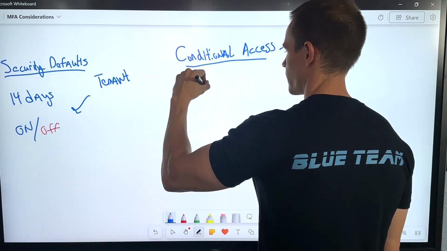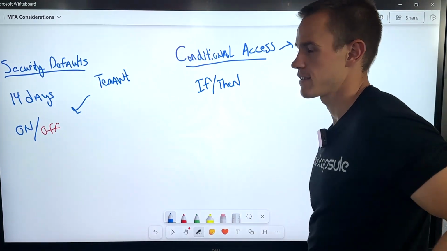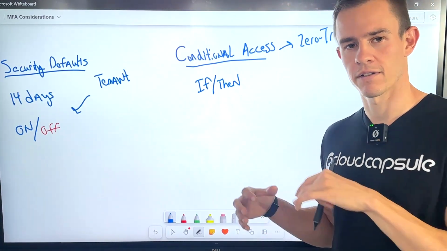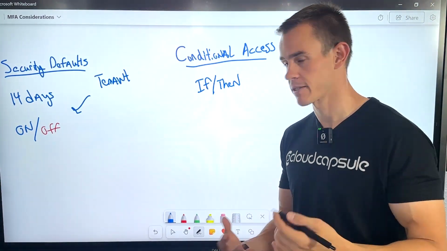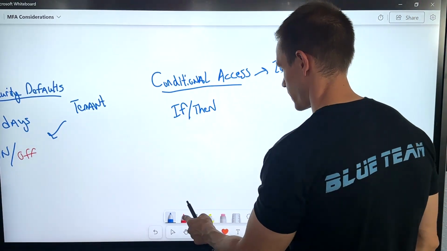And fundamentally, if you don't know what it is, it basically follows if-then statements to apply certain controls. So if certain conditions are met, certain controls are applied, like MFA is the most common one that you would set up with conditional access policies.